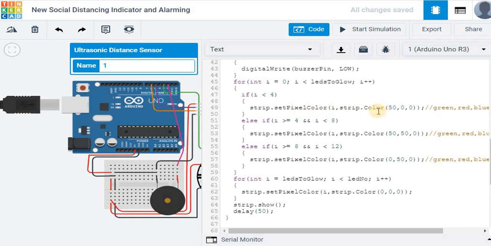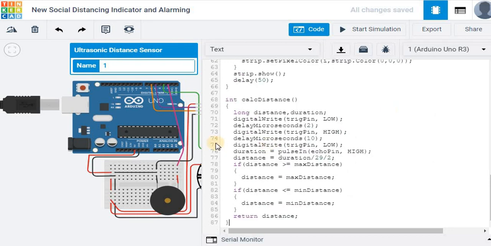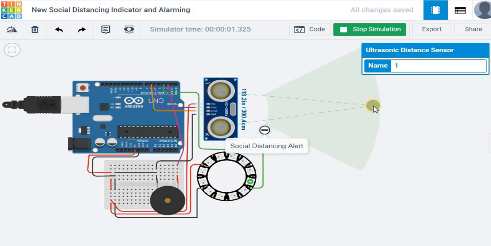In this line of code, strip.color 50,0,0, this 50 value indicates the brightness level of the particular LED. You can increase the value from 0 to 255 to increase the brightness level. We have set this value to 50. This function calculates the distance with respect to the ultrasonic sensor distance measurement. You can also watch our earlier video on how to measure the distance using the ultrasonic sensor and Arduino Uno board. Thus, this system provides both audio visual alert for social distancing, which is essential nowadays.